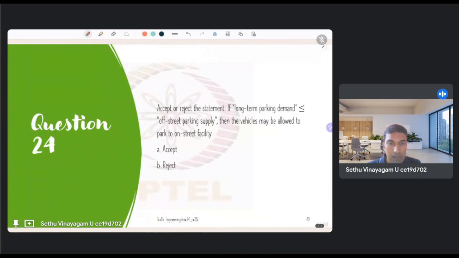Okay, then question number 24 is, accept or reject the statement. If the long-term parking demand is less than or equal to off-street parking supply, then the vehicles may be allowed to park on the on-street facility. Okay, with respect to parking demand and the parking facility, we have long-term demand and we have short-term demand. For long-term demand, off-street facility is more suitable, whereas for short-term demand, on-street parking is fine.